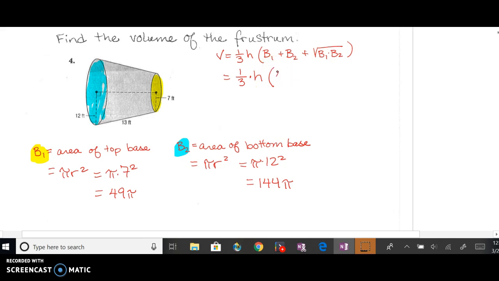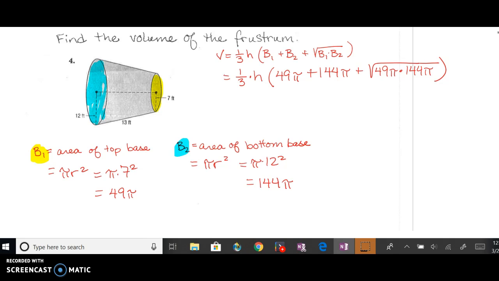Base 1 was 49 pi. Base 2 was 144 pi, and then plus the square root of 49 pi times 144 pi. Okay, so the only thing that's missing here is your height. And so the one thing you need to do to find your height is you essentially have a trapezoid right here. It's a trapezoid laying on its side.